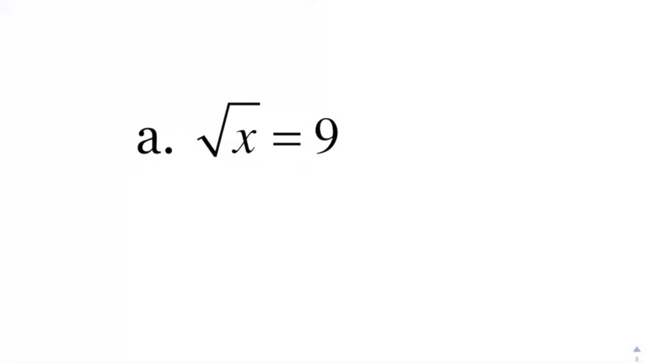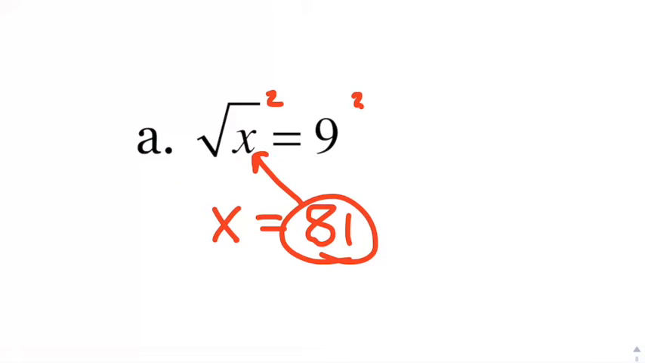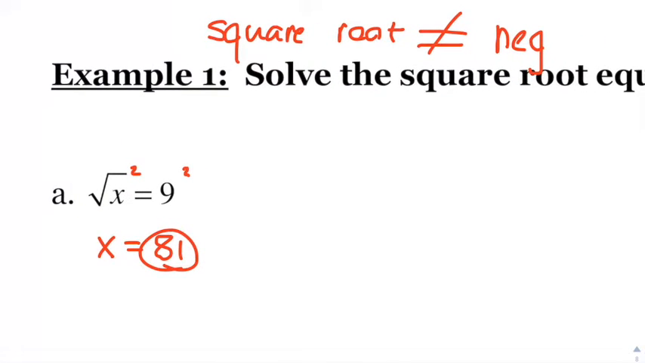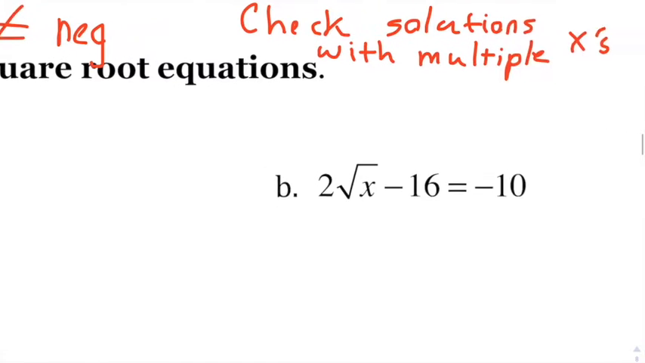So anyways, with this one here, we start out real easy. To undo a square root, we square both sides. So that would be x equals, and then I guess 81 right there. If you plug 81 back in, the square root of 81 is 9. So yeah, to undo a square root, we square both sides. Nice and easy there.